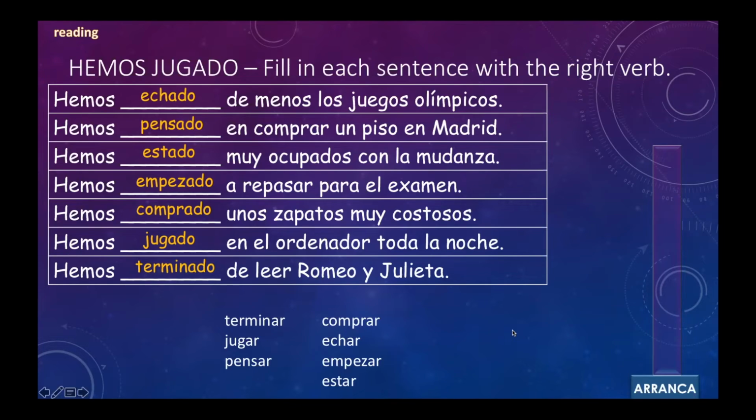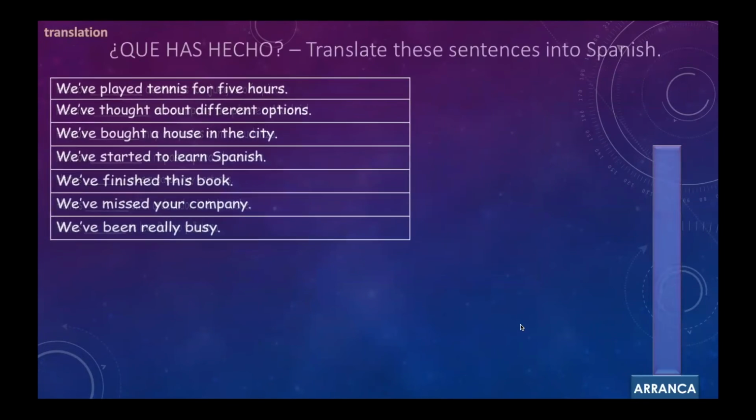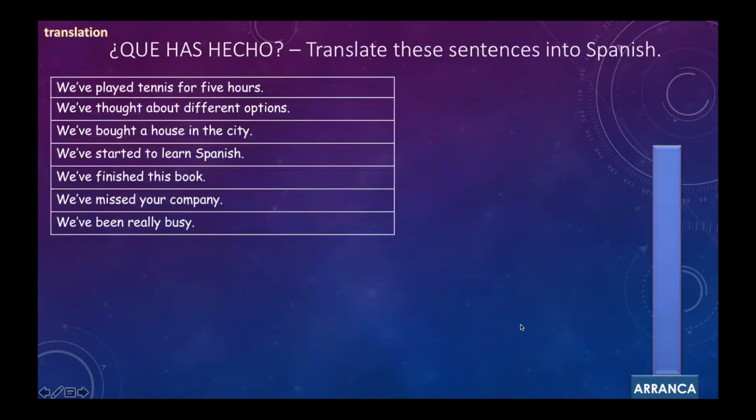Remember to take a picture of this and, of course, show it to your teacher so you can actually learn a lot more of the words that we use in Spanish. And feel free to translate this at home. Now we are going to translate these sentences into Spanish. Off you go.